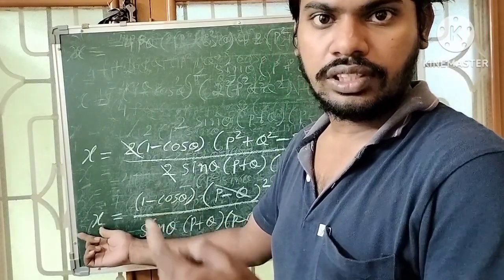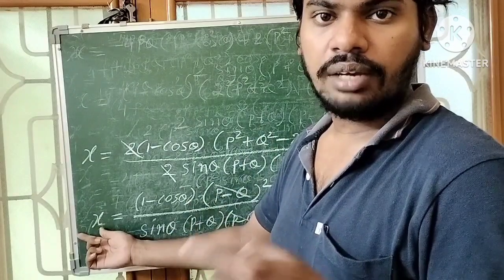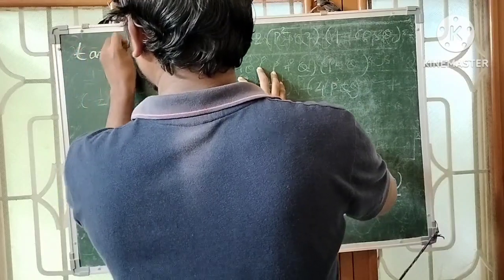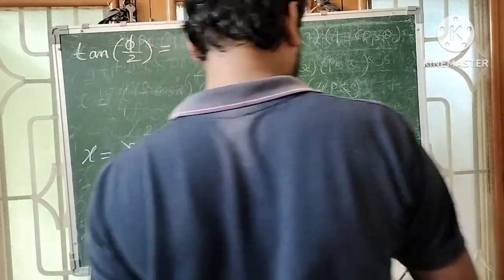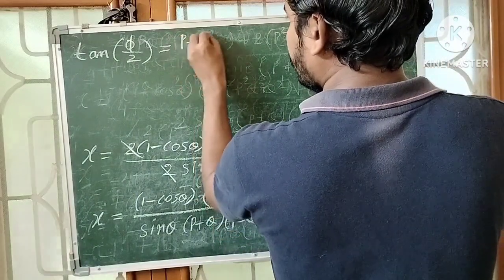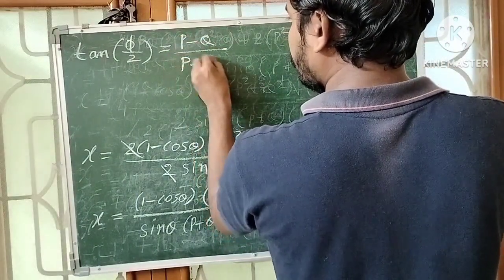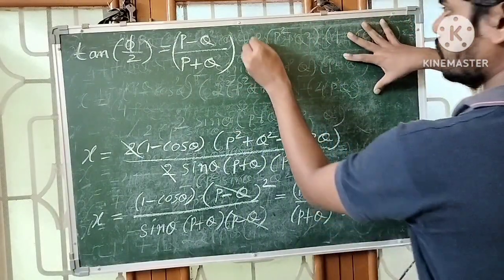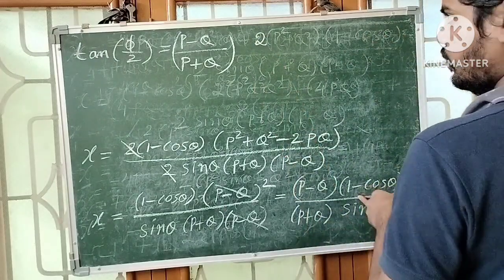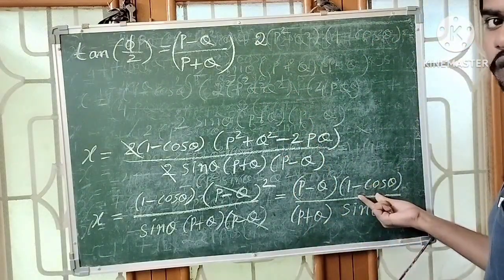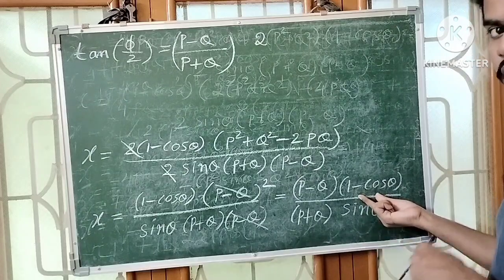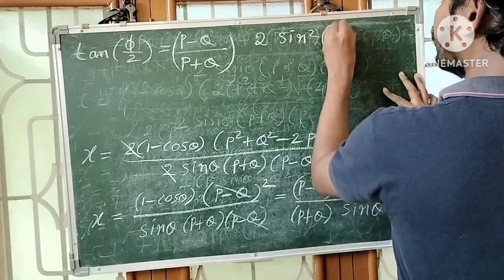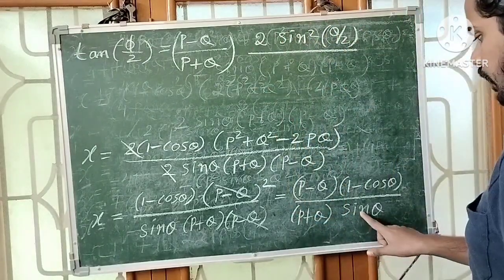So what is the actual expression for x? Initially we considered let tan phi by 2 is equal to x. So replace x by tan phi by 2; we need the value of tan phi by 2. So tan phi by 2 is equal to p minus q by p plus q into 1 minus cos theta. What is the formula for 1 minus cos theta? 1 minus cos 2 theta is equal to 2 sin square theta. So here we have only 1 minus cos theta. Submultiple angle formula: 2 sin square theta by 2, divided by sin theta.